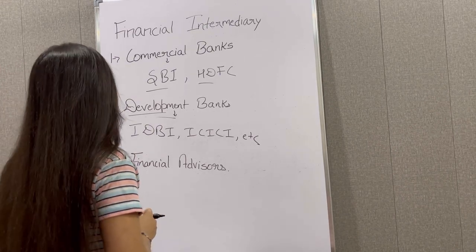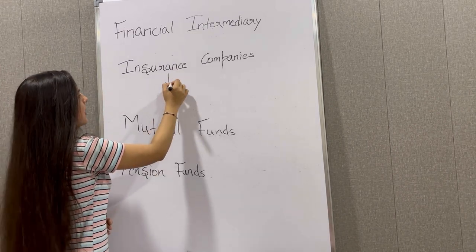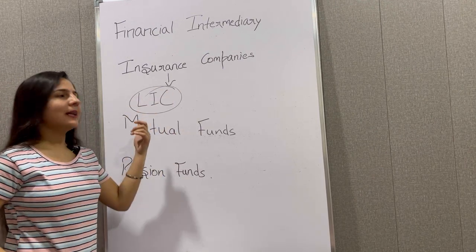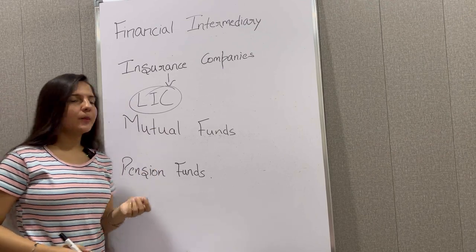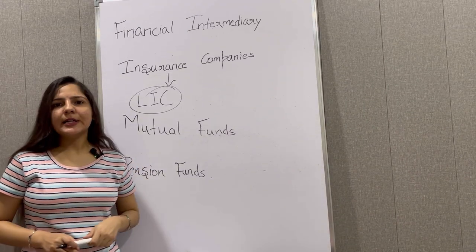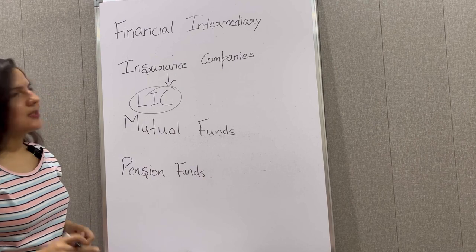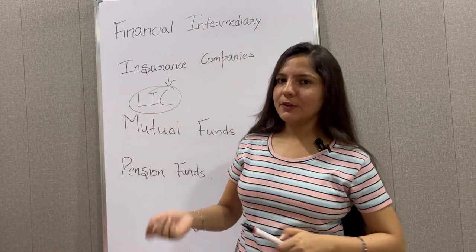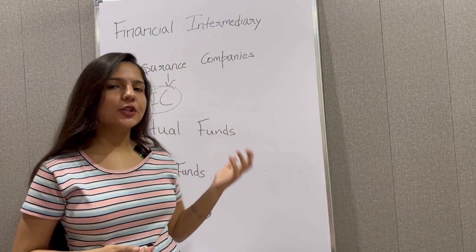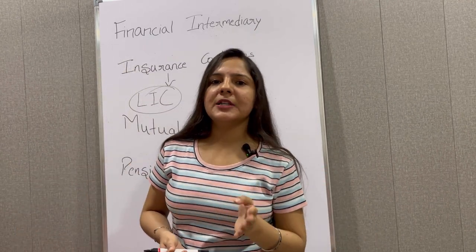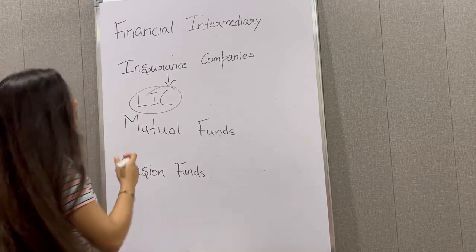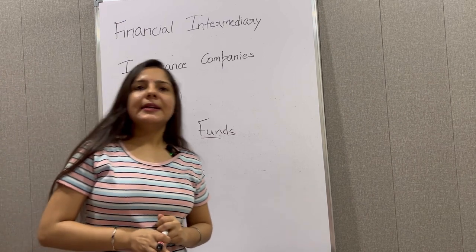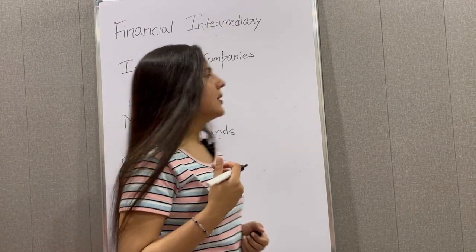Now, the next financial intermediary is insurance companies such as LIC, Life Insurance Corporation. This we can learn as a different financial intermediary also, or we can include it under insurance companies also. So these are the companies that provide financial security and act as an intermediary between a common person who is going to take this insurance and the persons or the companies or the firms who are providing those insurance. Next are mutual funds. These are also financial intermediaries that act as an intermediation between lenders and borrowers.